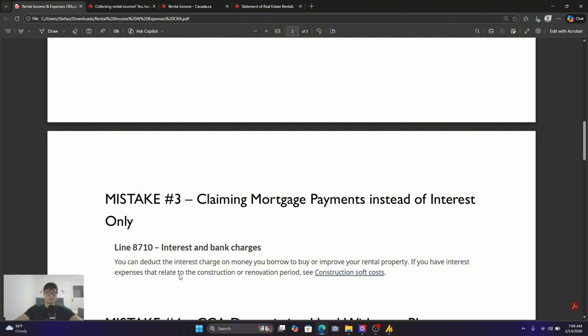If you have interest expenses that relate to construction, we're not going to talk about that. In general, if you have a mortgage and you're renting out a place, you can take the interest on that mortgage and deduct it, but you cannot take your principal as well. That's why your bank sends you a statement in the mail showing how much interest you paid and how much principal you paid each year, so that you can report it on your T776.